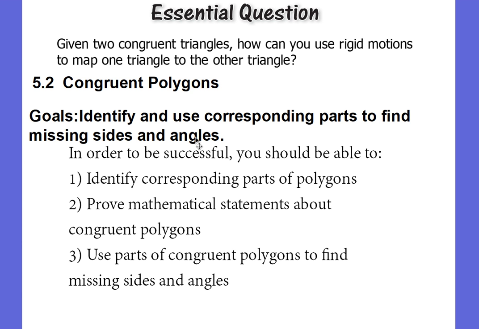Today, in order to be successful, you're going to have to be able to identify corresponding parts of polygons and answer that question that I just said. In later videos, we'll talk about the mathematical statements about proof, and then we'll dive into, of course, using parts to find some missing sides and angles. So let's go back to that question that I said. What physically makes two figures congruent to one another?